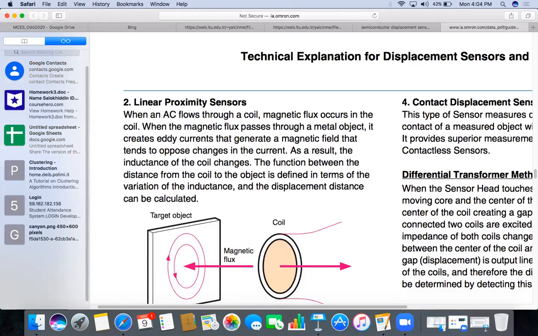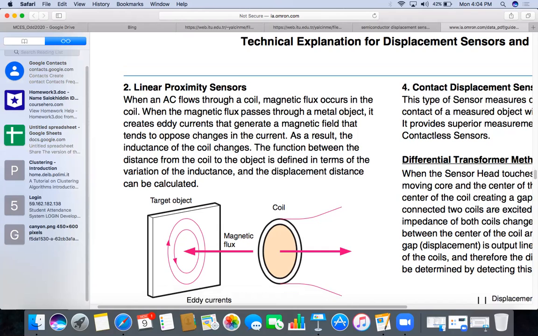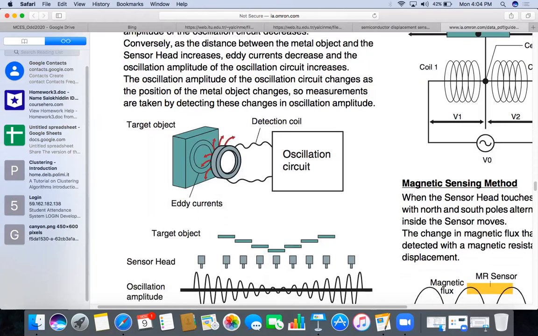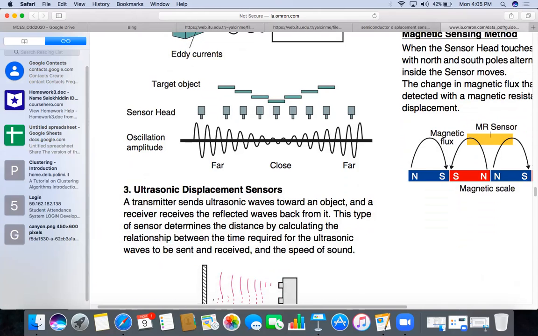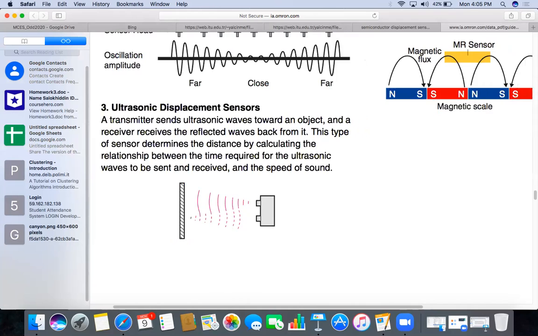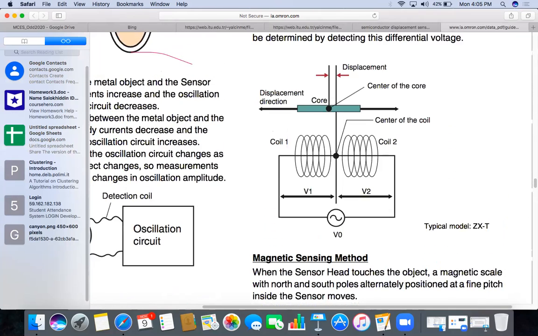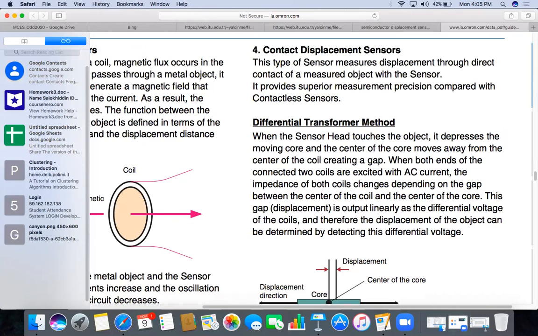So it is linear proximity sensor showing when an AC flows through a coil, magnetic flux occurs in the coil. When the magnetic flux passes through the metal object, it creates eddy current that generates a magnetic field. We have already discussed this in the earlier class. And how it is produced, it is showing over there in detail. Then ultrasonic displacement sensor. This is differential transformer method.